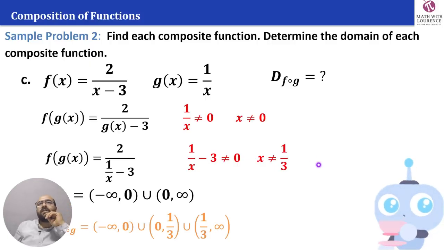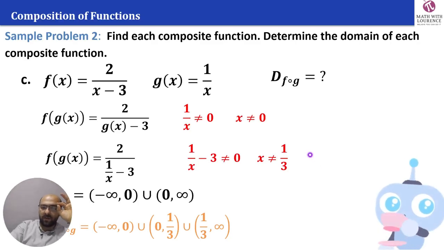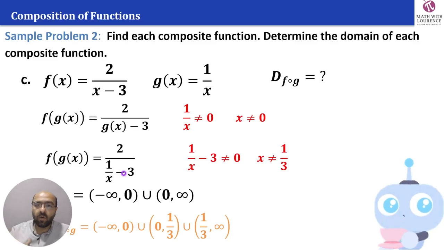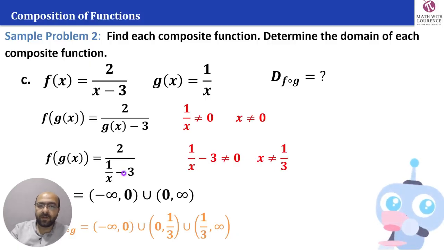I'm a little confused here. I know, but be careful. I will repeat it by the last line. We have that g of x should not equal 0, which is 1 over x, and also 1 over x should not equal 3. Why? Because if 1 over x equals 3, then 3 minus 3 equals 0, and 2 over 0 is impossible. No number can be over 0. That is an undefined situation.